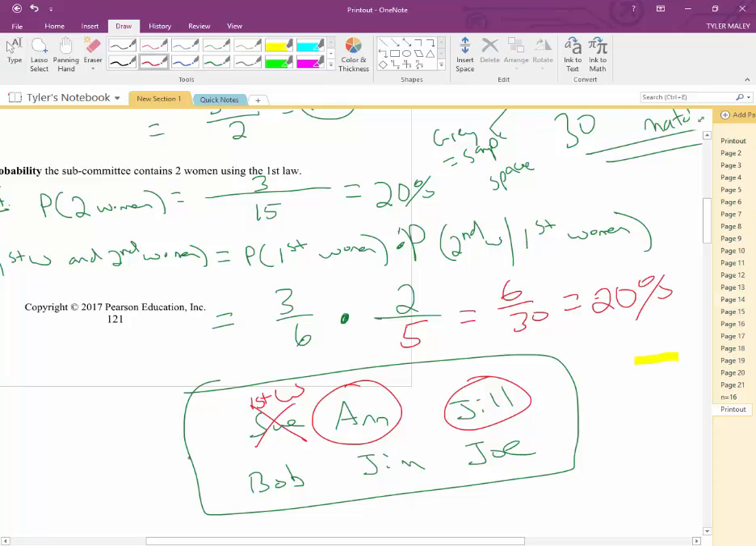So sometimes maybe drawing a diagram or a visual might help you with the probability. We're just using that classical definition of probability to find what's the probability of the first being a woman, and what's the probability of the second being a woman given the first was already a woman.